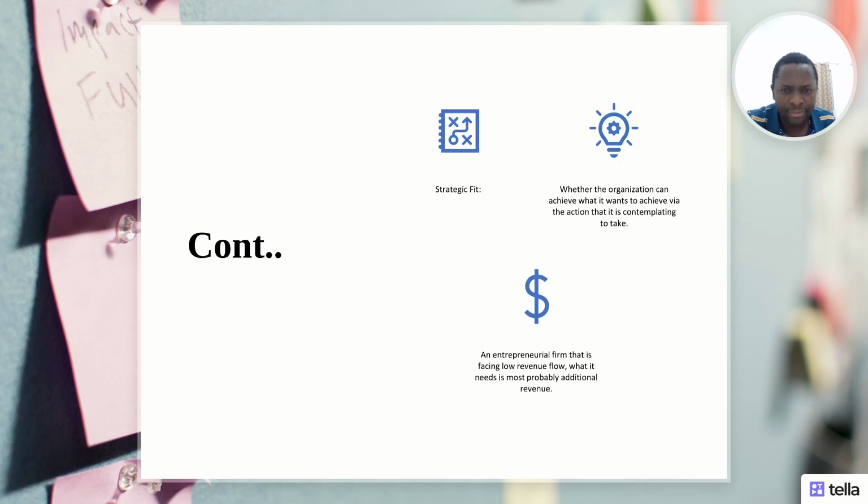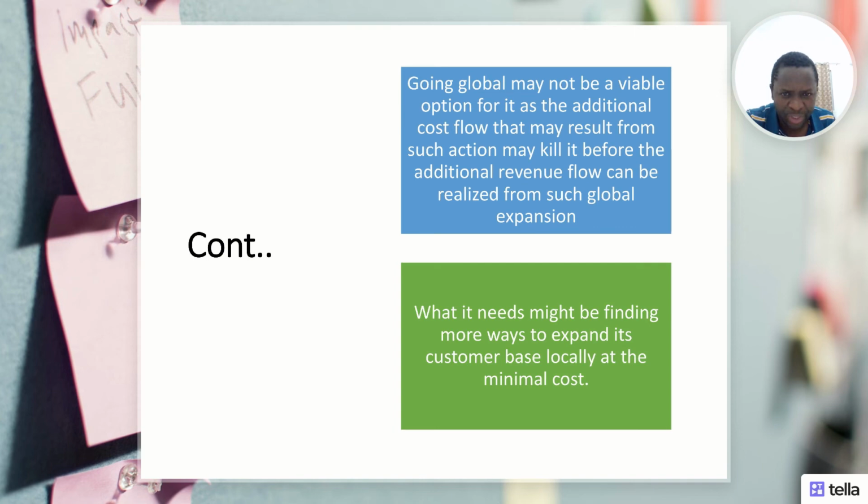Strategic fit. Organizations realize that it's part of their strategic objective or strategic vision to go global. Hence, they need to expand their market base.